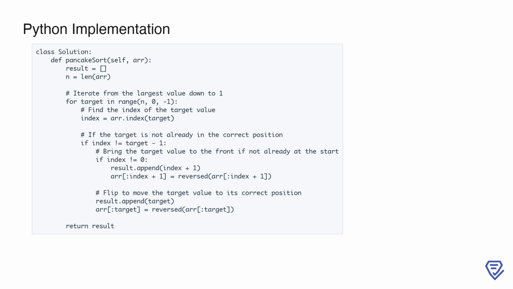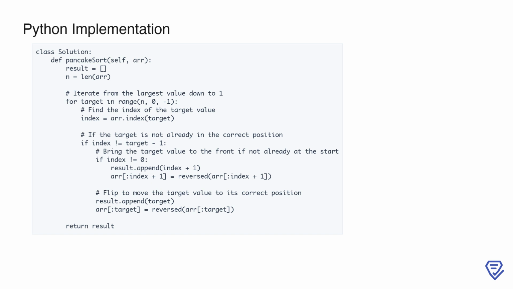The goal is to sort the array by repeatedly reversing subarrays. The Pancake sort function generates the sequence of flips needed to sort the input array. The algorithm works by iterating over the array from the largest number down to the smallest. For each number, it determines the current index of that number in the array. If the number is not already in its correct position, 2 flips are performed.